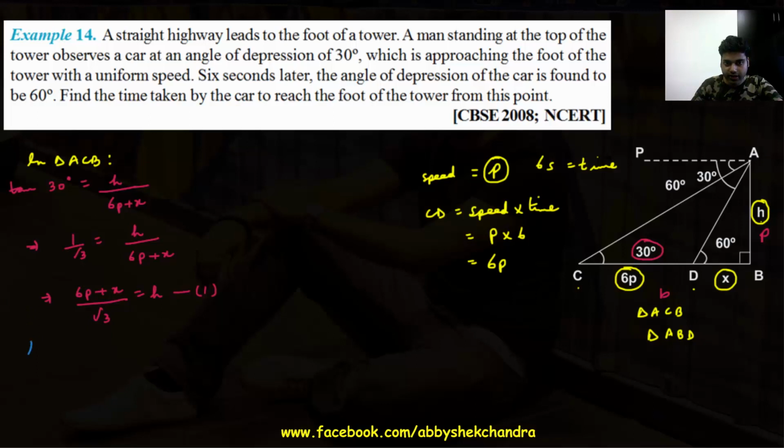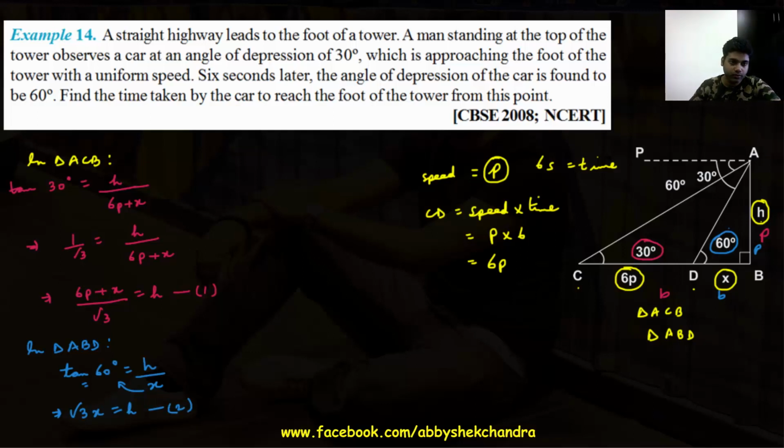Now in the other triangle, in triangle ABD now, okay, we'll again find H. So with respect to this angle of triangle ABD, H is the perpendicular, X is the base. So tan 60, we are going to use tan again. So tan 60 degrees equal to H is the perpendicular by base X, or bring X to the other side. Tan 60 is root 3, so I can write it as root 3 X equal to H. This is our second equation.